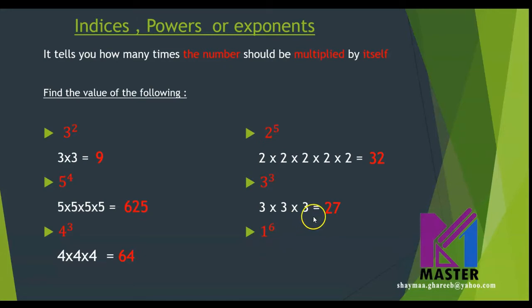1 to the power of 6, which means the 1 will be multiplied by itself 6 times. What do you think? In this case, if the base number is 1, what do you think about the value? It will always be 1, because 1 times 1 will be 1. 1 times 1 times 1 will be 1. 1 times 1 times 1 times 1 forever, the answer will always be 1. Is this clear?